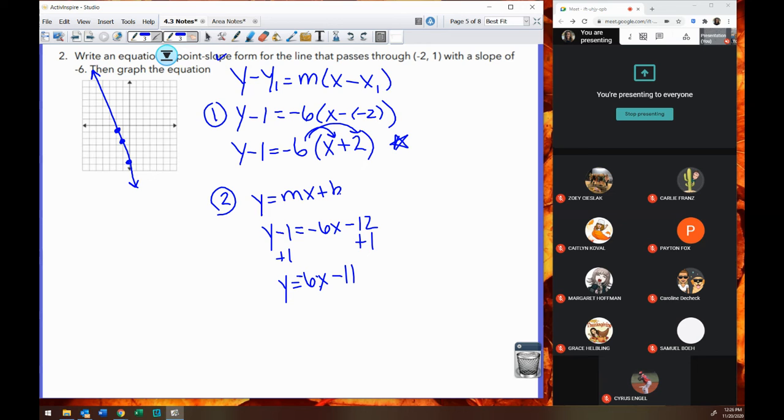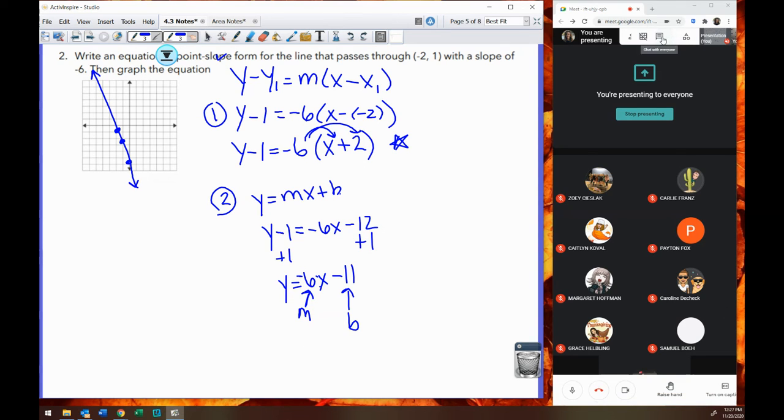Where did you get the first coordinate? No, that's my y-intercept. So when I'm in slope-intercept form, we know that this is the slope, and we know that this is the y-intercept. So then I went down to negative 11. Yeah, where did you get the first one then? Hold on.